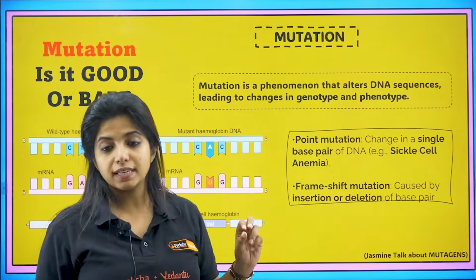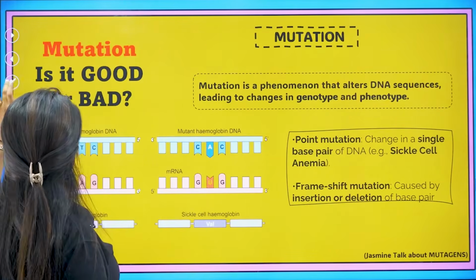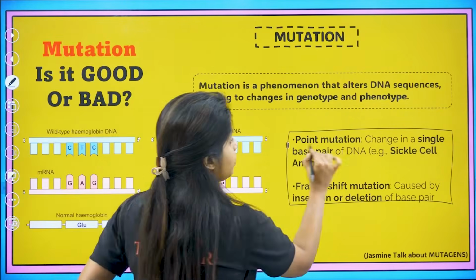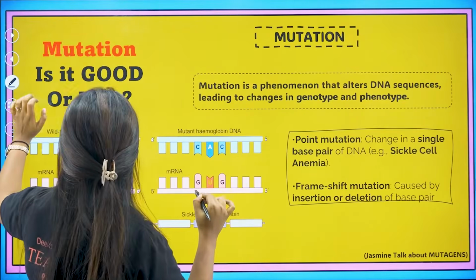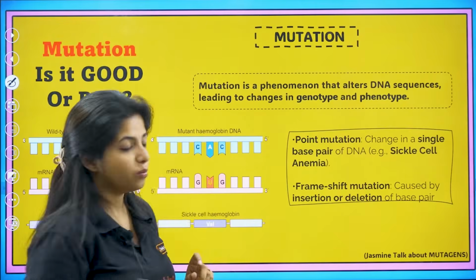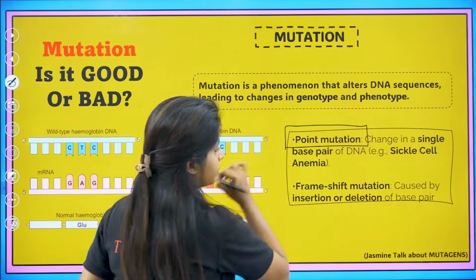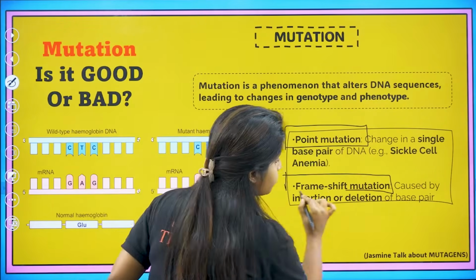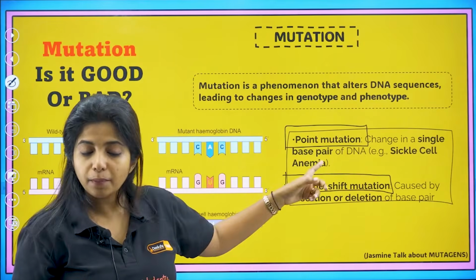In your NCERT, two different types of mutations are mentioned, which you need to remember. One is point mutation, and the other one is frame shift mutation. What do you mean by point mutation?